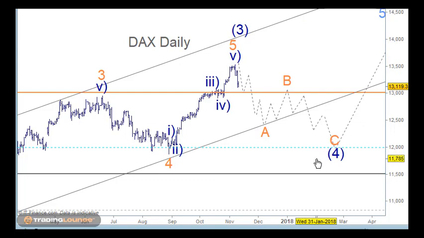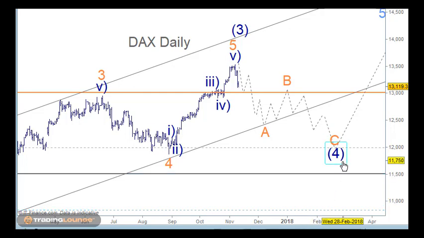The obstacle here though is that wave 4s can be rather complicated and rather messy. I've drawn it out in a very simple fashion here with 5 waves in wave A here, 3 in B and 5 in C here. Will that happen? I don't know, but we'll just start with that.